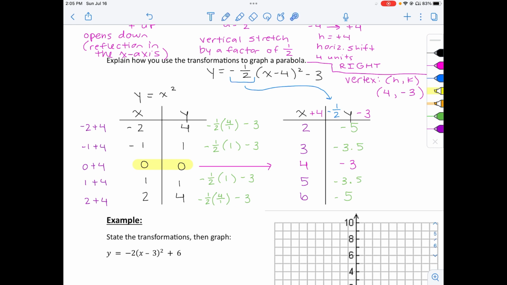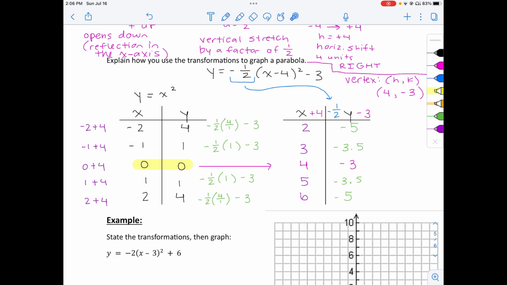Okay, so you start with the vertex. You can calculate what the first 2 points are. And then once you have that, you know that it has to be symmetrical around the vertex. So whatever this y value is, it's the same as what this one is. Okay, and then whatever this y value is, it's the same as what this one is. Okay, and then we have our table of values, so we can just plot them.